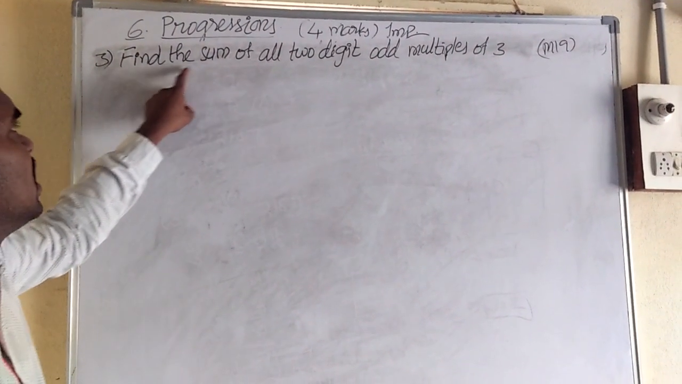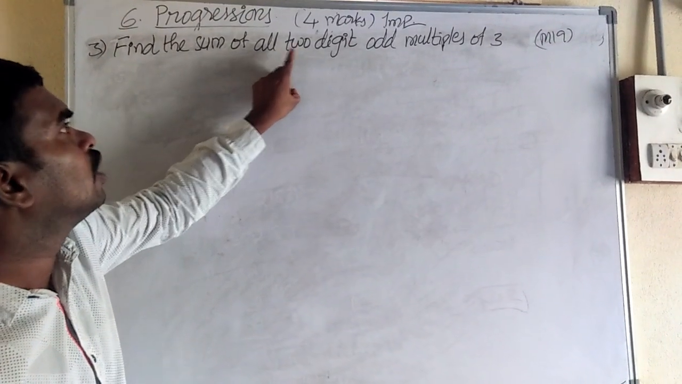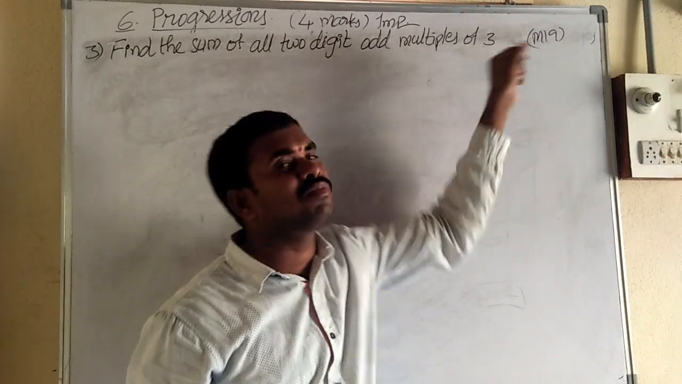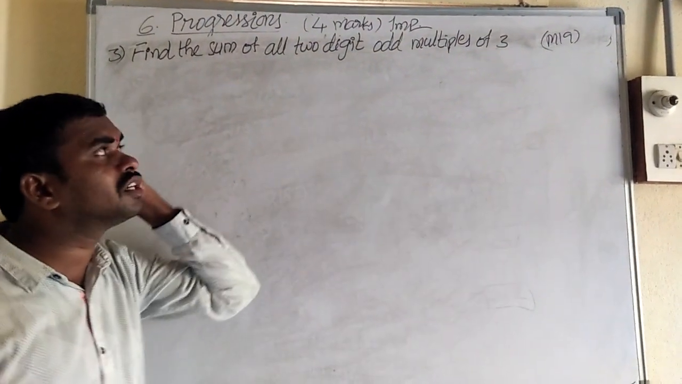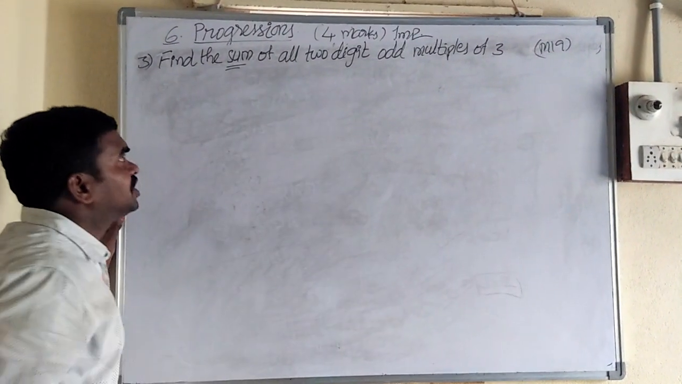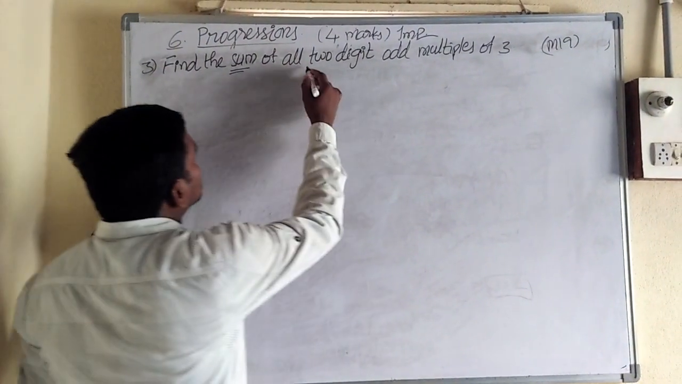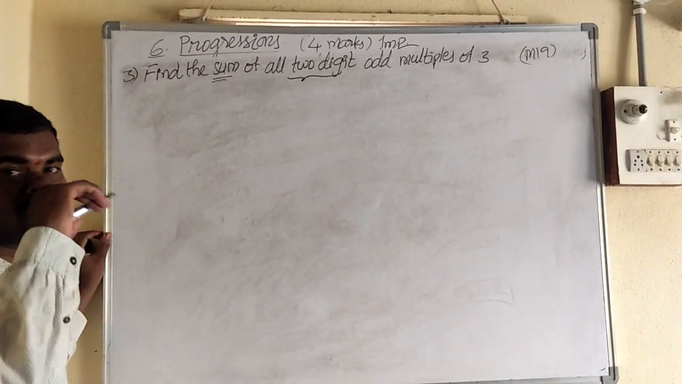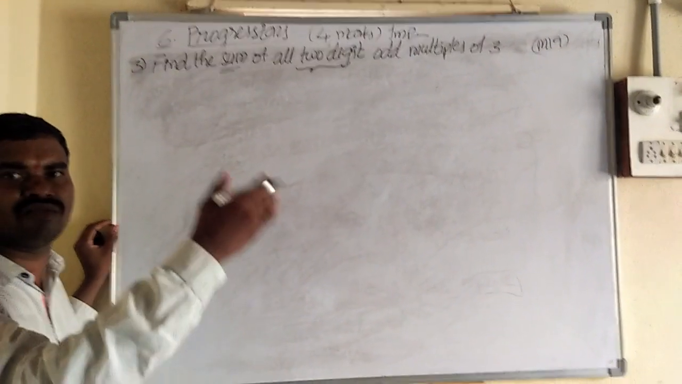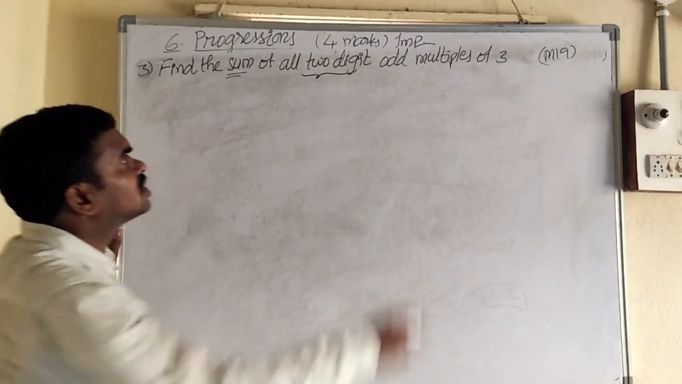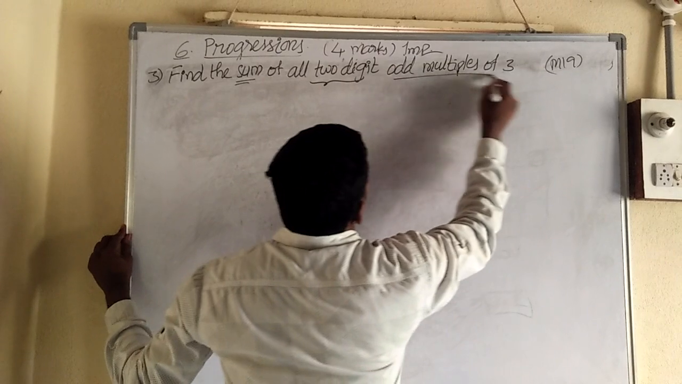Question. What is that? Find the sum of all 2-digit odd multiples of 3. So taken from March 19, means last year's question. Okay, we have to find the sum of which terms of 2-digit numbers. What are 2-digit numbers? 10, 11, 12, 13, 14, 15, and so on up to 99. Okay, in that, odd multiples of 3.